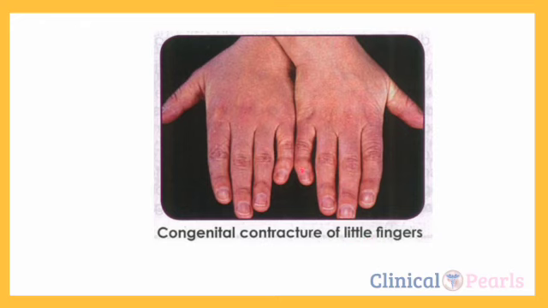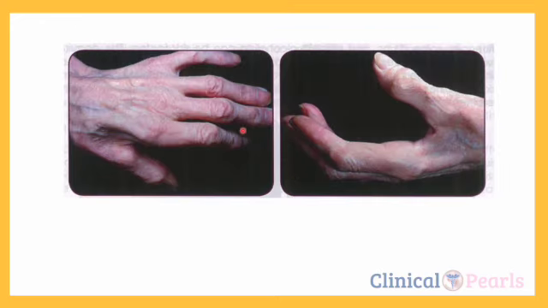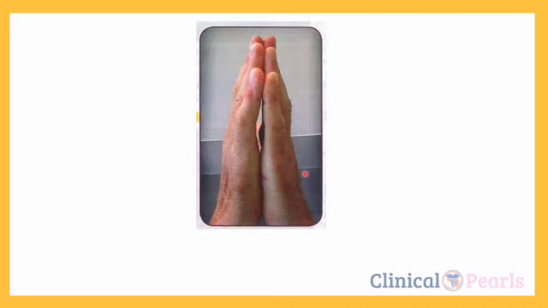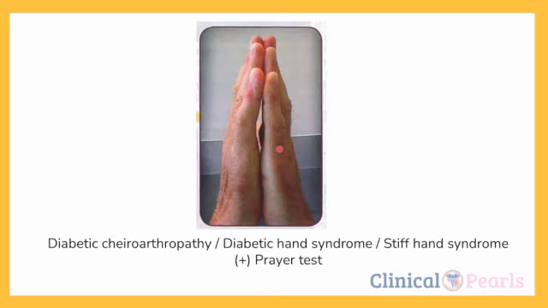This is congenital contracture of the little fingers. This is Hansen disease or leprosy, affecting the ulnar nerve. This is diabetic chiroarthropathy or diabetic hand syndrome, also known as stiff hands syndrome, which tests positive for Prayer test. Note the gap in between the digits.